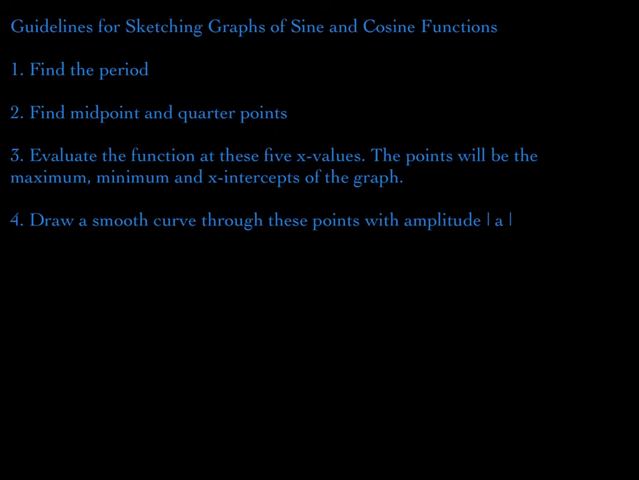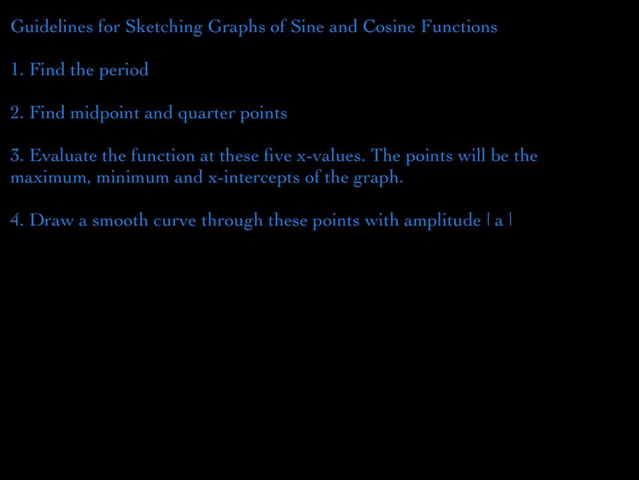Okay, we're going to look at some examples now back to back, but I wanted to give you some steps or some guidelines to consider. The first thing we're going to do for each of these is find the period. Once we find the period, we'll have an interval that we're going to split into 4 equal parts. We're going to take that interval and cut it into 4 equal parts. And we do that in order to find the midpoint and quarter points. Once we have our midpoint and quarter points and our left and right endpoints, those are 5 points, by the way. Left endpoint, right endpoint, 2 quarter points, and a midpoint.